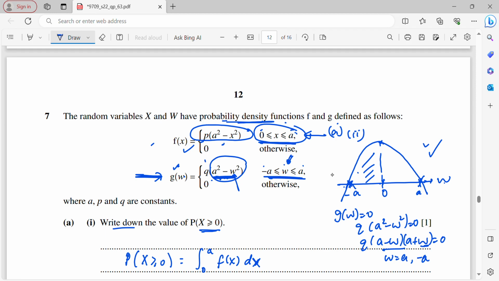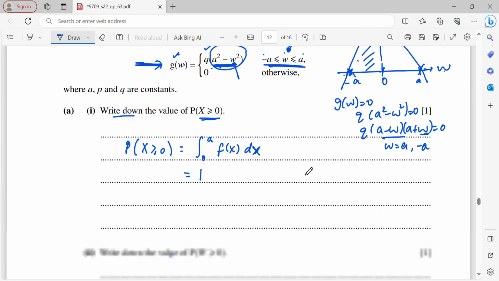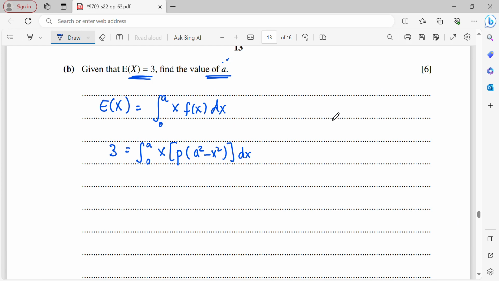Then from there, we are able to find the Q. Okay, so I need to find Q first. Then only I can get the P. So I will continue here. So now, what is the Q? Okay, then I will integrate from minus a to a, G(W) dW is 1 in order to get the Q.